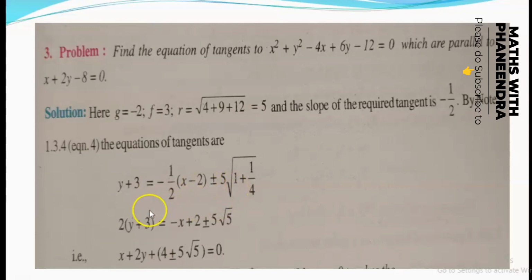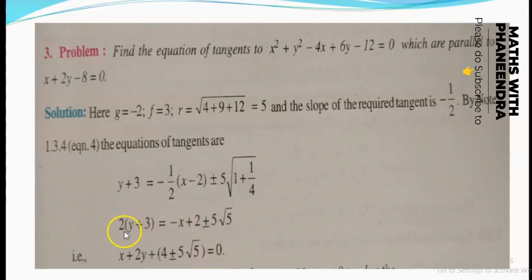So here what we are doing is y plus 3 equal to minus 1 by 2 into x minus 2, plus or minus 5 into square root of, take LCM in this square root, 4 into 1 is 4, 4 plus 1 is 5, 5 by 4. 4 we can take outside of the root, it will become 2. So here 2, take LCM and we can take this side, it will become 2 into y plus 3 equal to minus x, minus of x minus 2, it means minus x plus 2 plus or minus 5 into root 5. So these minus values we are taking this side, means left side.